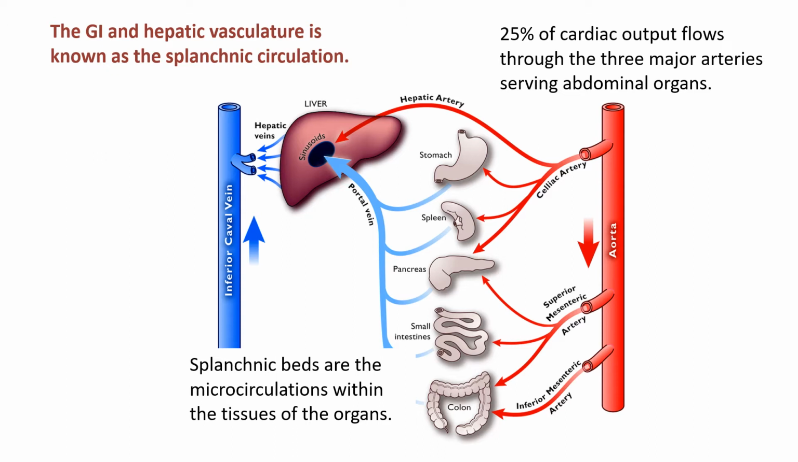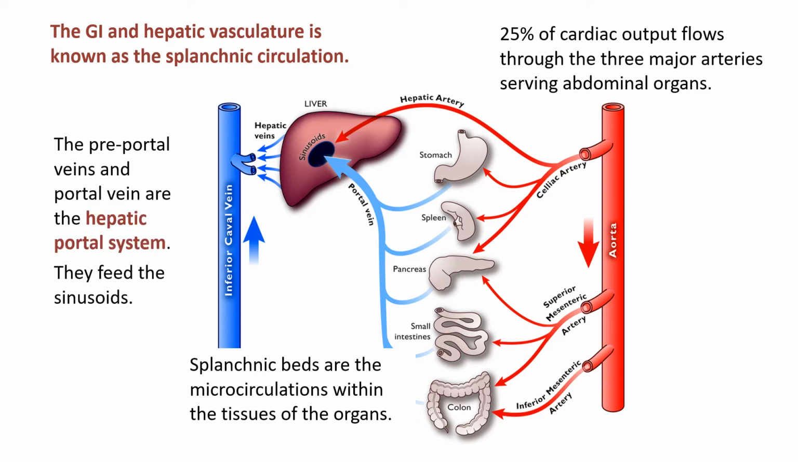So the splanchnic beds are these microcirculations, these little capillary beds within the tissues of the organs. The preportal veins and portal vein form the hepatic portal system, and they, alongside the hepatic artery for arterial blood, feed the sinusoids. Everything then drains via the hepatic veins into the inferior vena cava, goes back into the heart, and so on and so forth.